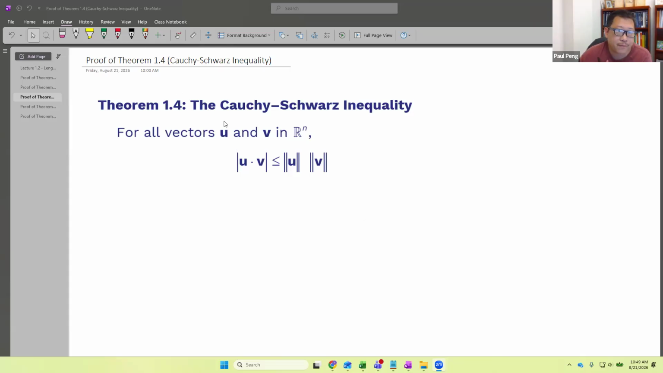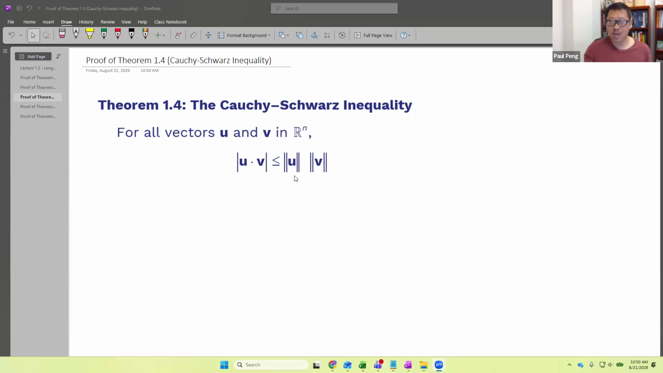It says the dot product is controlled by the product of the lengths of two vectors in general n-space. It's not only two-space or three-space, it's Euclidean space. And this inequality is exactly the foundation that lets us define angle in general n-space. We can extend Euclidean geometry into high-dimensional space.